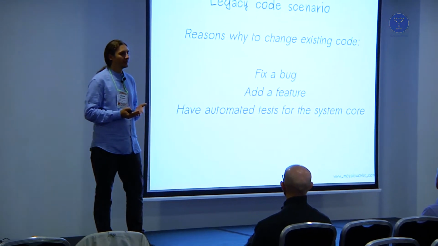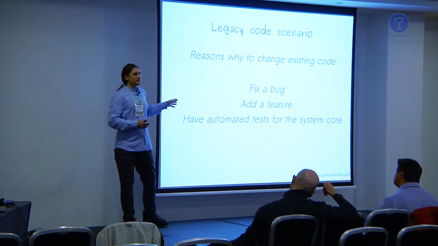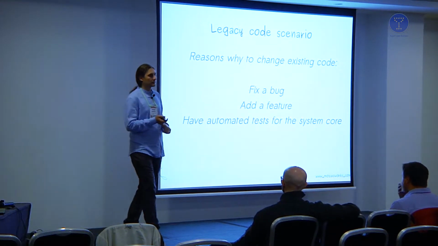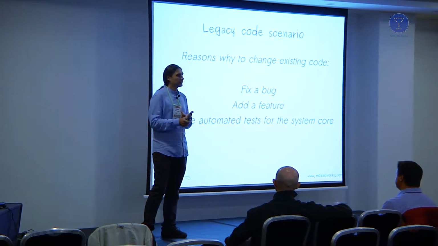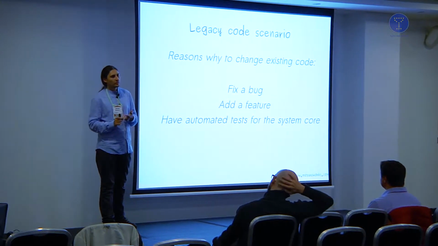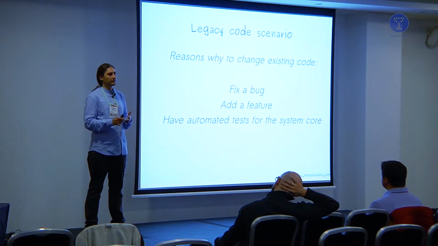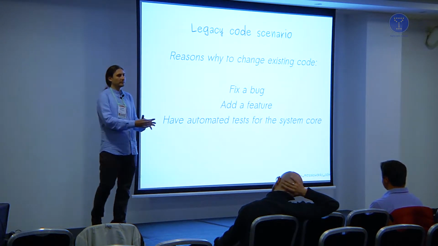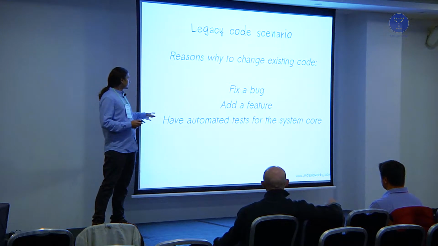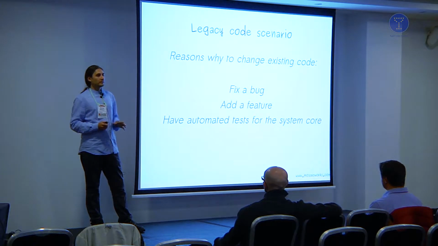And this is wrong. The only three reasons I found to change a legacy system are if you want to fix a bug, if you want to add a feature, or if you understand that you have a core part of the system which, if it fails, will generate bankruptcy or extreme loss of money. And that's the core part of the system. So you need to have automated tests for the system core. These are the only reasons why I found it's good to change legacy code.